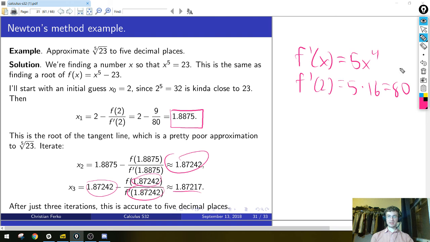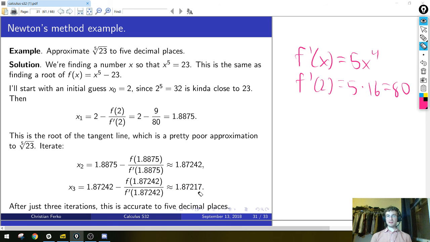to get something new. And the punchline is that this thing converges pretty quickly, because after just those 3 iterations, getting up to x sub 3, this thing is already accurate. So you could put in fifth root of 23 on a calculator, and this would be correct to 5 decimal places. So it's actually not a bad method.